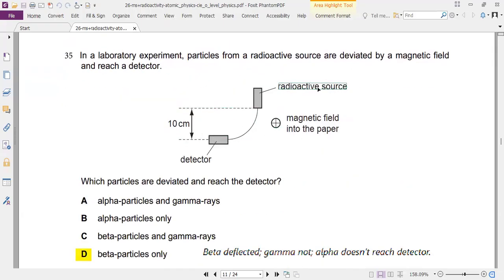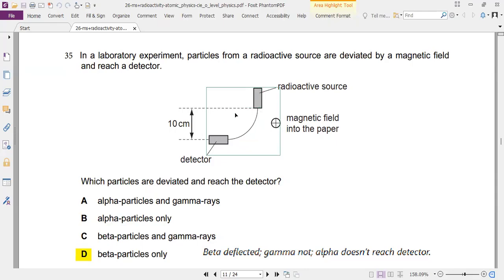So we have a radioactive source, and there is a 10 centimeter separation. There is the detector. The question says, which particles are deviated towards the radioactive source in the presence of a magnetic field? It will be beta particles, because gamma particles are not deflected in a magnetic field. They will go straight.